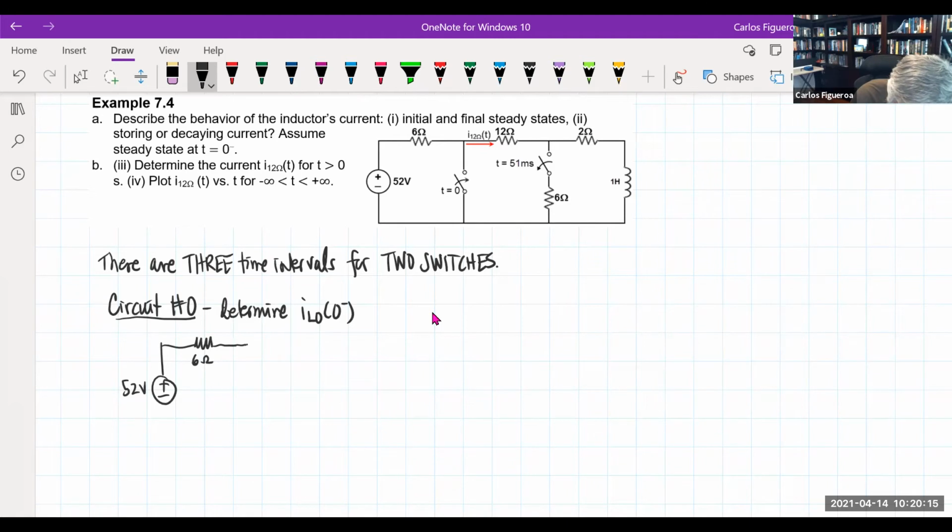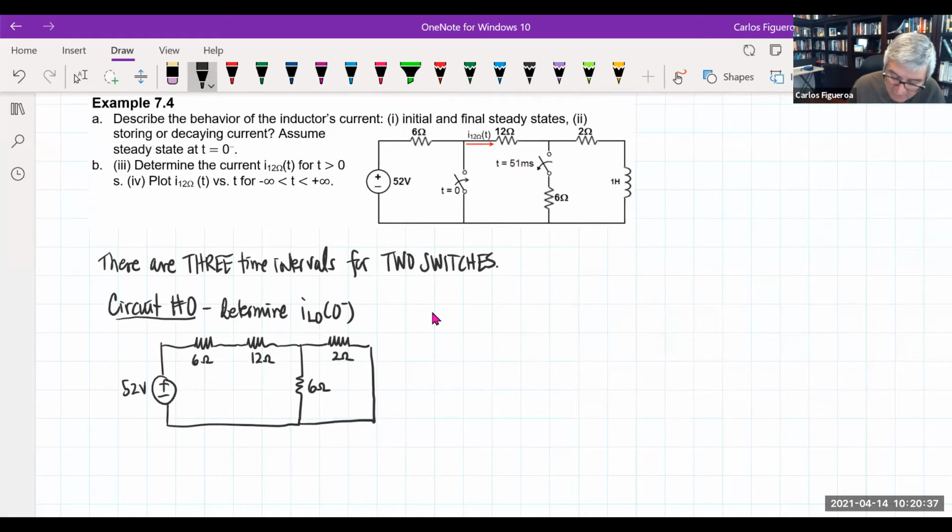And then I have my 12. And then look at that, I have a 6. And then finally, I have a 2. And then my inductor at 0 minus should be what? A short. So what I know here is that this is IL of 0 minus for that first circuit.